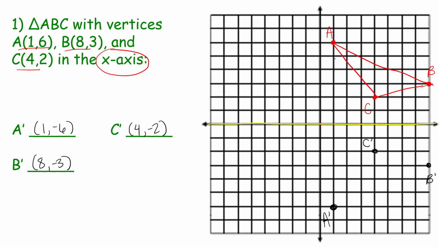And then, of course, I'm going to connect my points. All right, so as you can see, it's like my triangle just flipped upside down across that x-axis. And we're going to come back to these points in a second and look at a general rule.